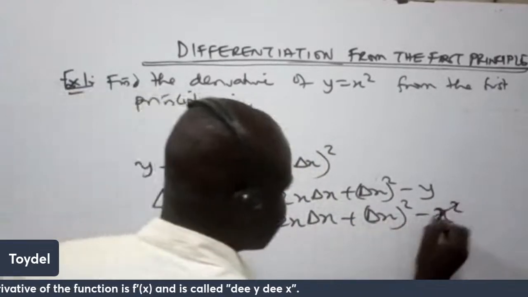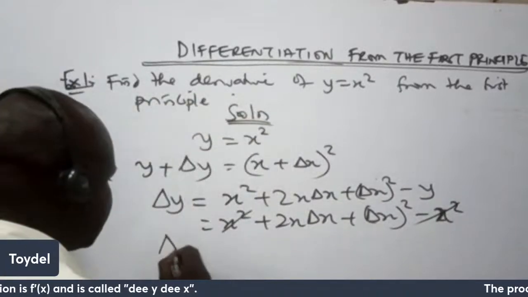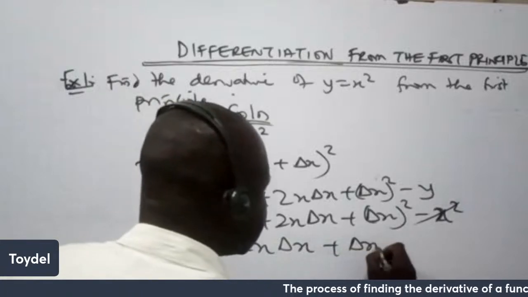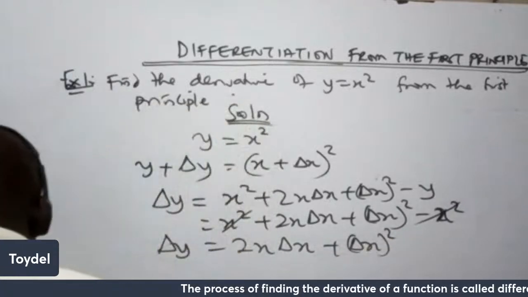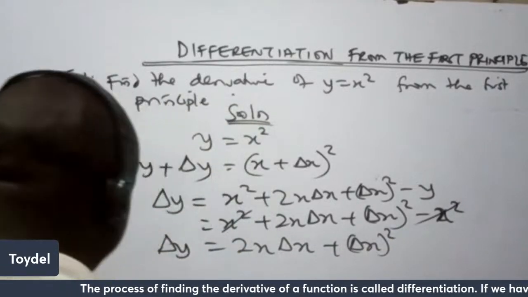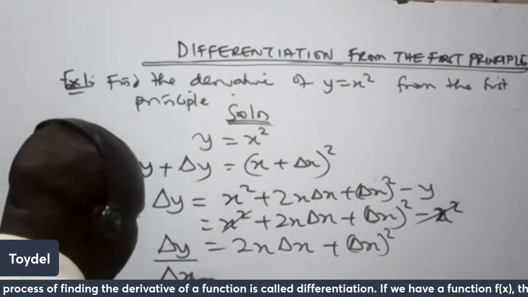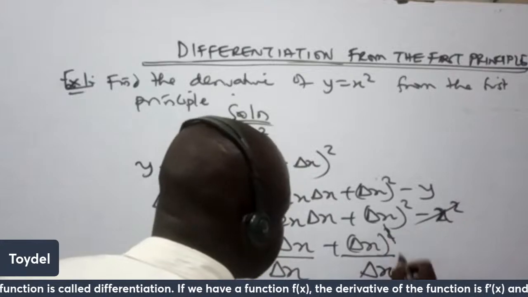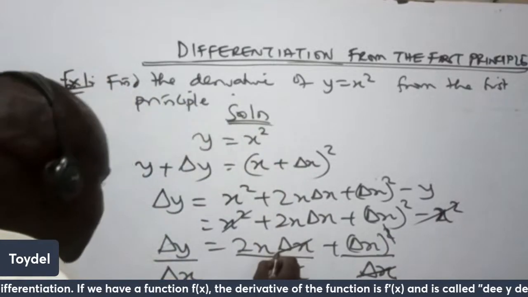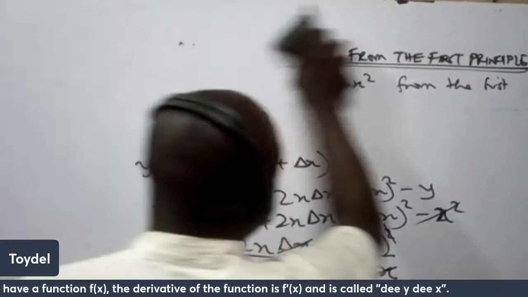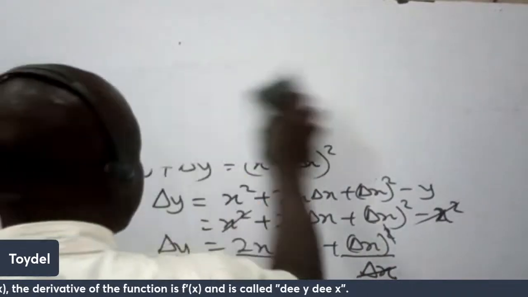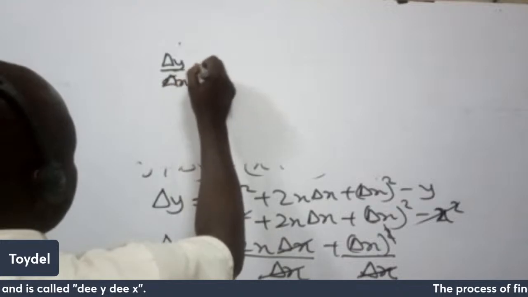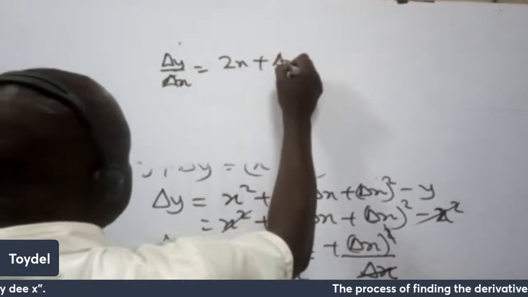So x squared can take care of x squared here. At the end of the day, I'm going to have delta y equal to 2x delta x plus delta x all squared. Then from there, I will divide everything through by delta x. Delta x can reduce one of these. This can take care of this. At the end of the day, we are going to have delta y all over delta x equal to 2x plus delta x.